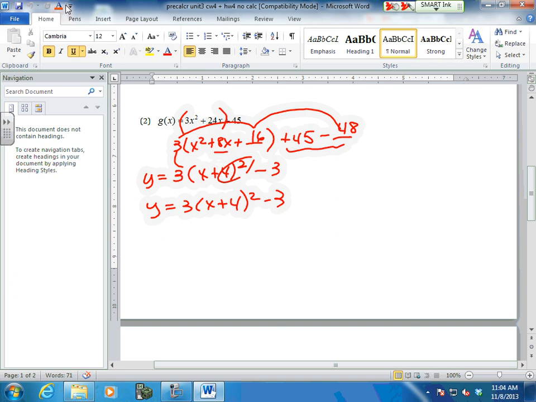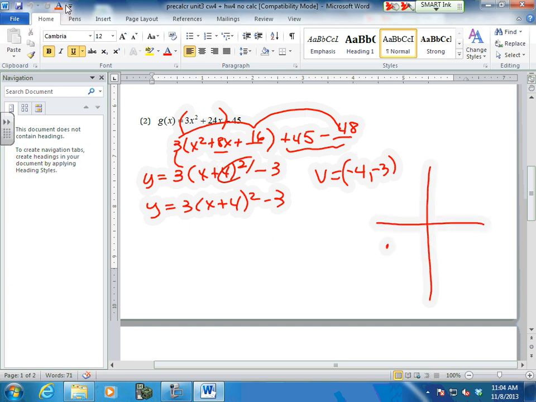Where's your vertex at? 4 to the left, -4. It moved 4 negative, and it went down 3. So -4, -3. There's your vertex, right? So we know a lot about this already. We know our vertex is -4, -3. We know it's opening up.